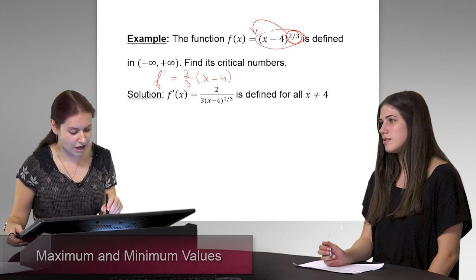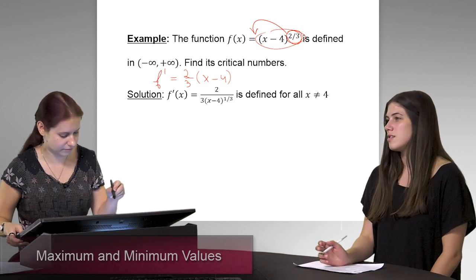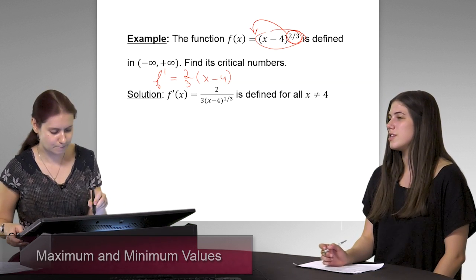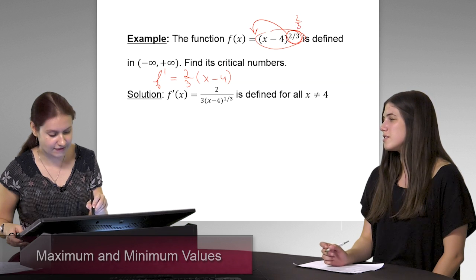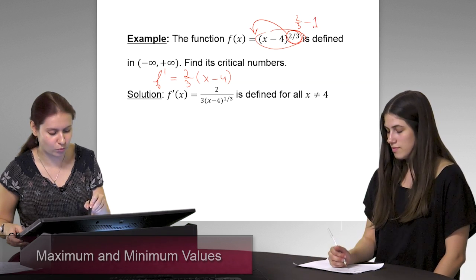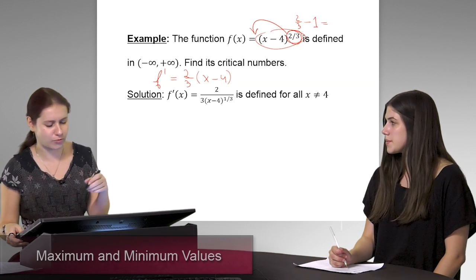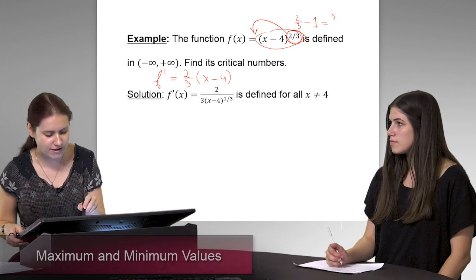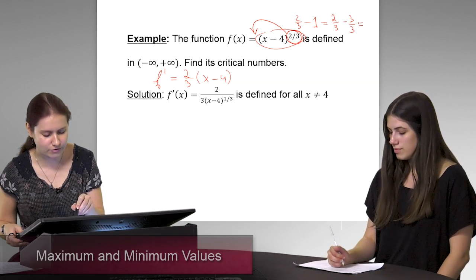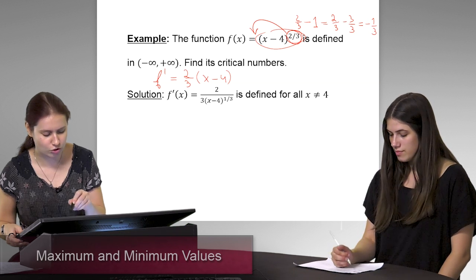How did you get -1/3 though? So 2/3 minus 3/3. Yes, exactly. 2/3 minus 1, and you always think, okay, I need to have a common denominator. So really fast, in your head, you just imagine 2/3 minus 3/3, which gives you -1/3.